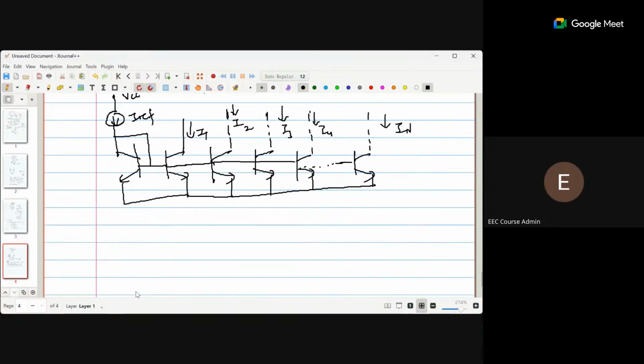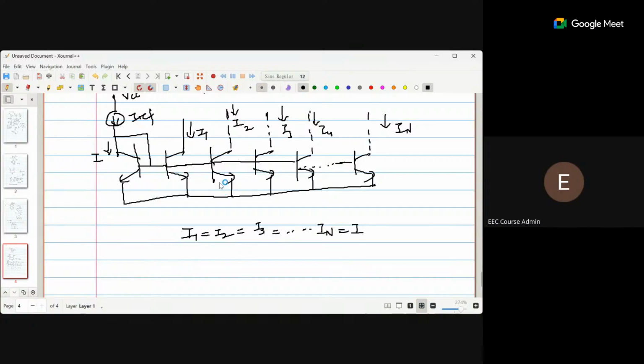So actually what we ideally have is I1 should be equal to I2 should be equal to I3, and we have n number of mirroring stages. Everything should be equal to the same value I. What do you have here at the collector of the first terminal? This is I. Okay, so this should be equal to this I.